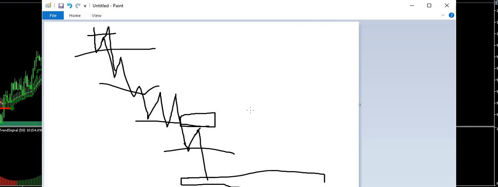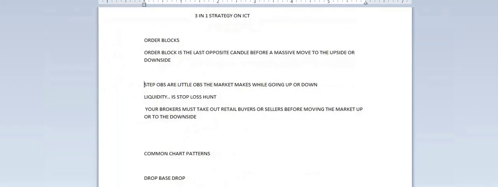So let's talk about the next one. We've talked about step OBs. It says step OBs are little OBs the market makes while going up or going down, where the market goes back to retest or mitigate and drops, or continues the upward momentum. That is what is called a step OB. We said liquidity is stop loss hunt. So your broker must take out retail buyers or sellers before moving the market up or to the downside.